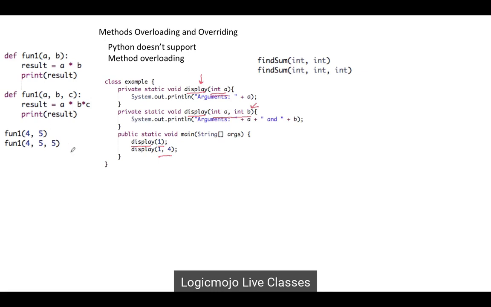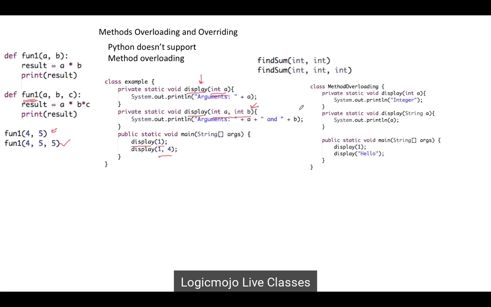In the case of Python, it's not possible. It will throw an error because this method will override this method. And now this method only has the three parameters. So you can only call this particular call, but you cannot call this one. It will throw an error. In the case of Java, it will work.